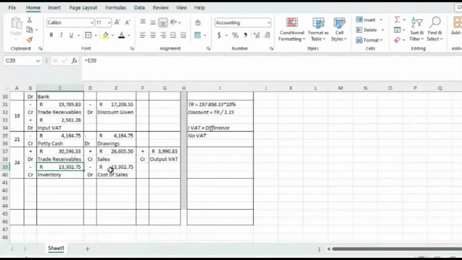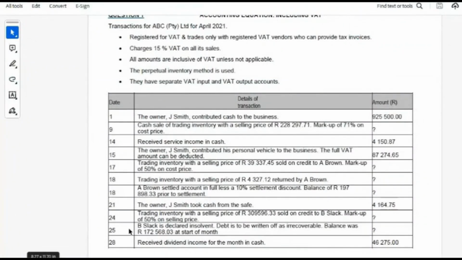No VAT implication for that part because we've dealt with it before. So that's the sales, is the amount divided by 1.15, and your output VAT is simply the difference. We are almost there. So next transaction is the one that's happening on the 25th.